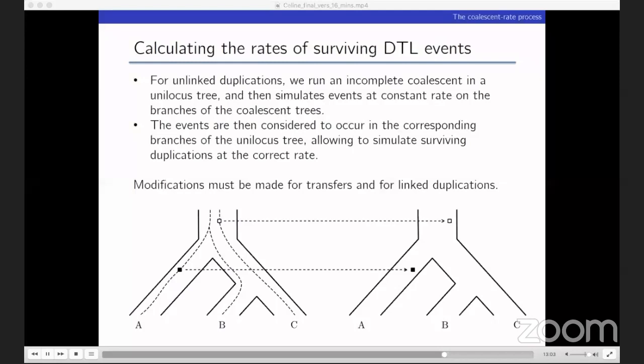In our example, we have on the left the unilocus tree on which we simulate coalescent trees and events on these coalescent trees. So in this case, we have 2 duplication events. Then we forget the coalescent trees and we keep only the simulated events that are simulated at the correct rate.